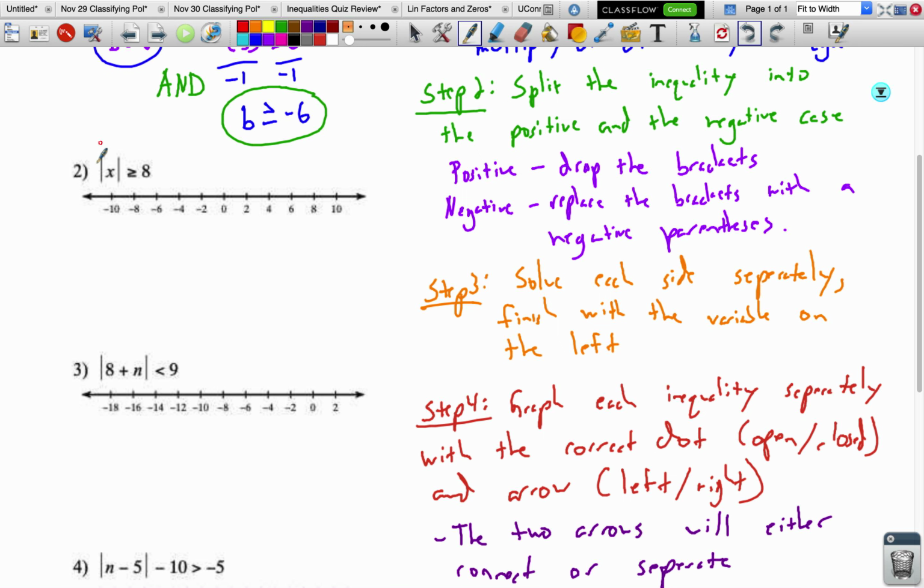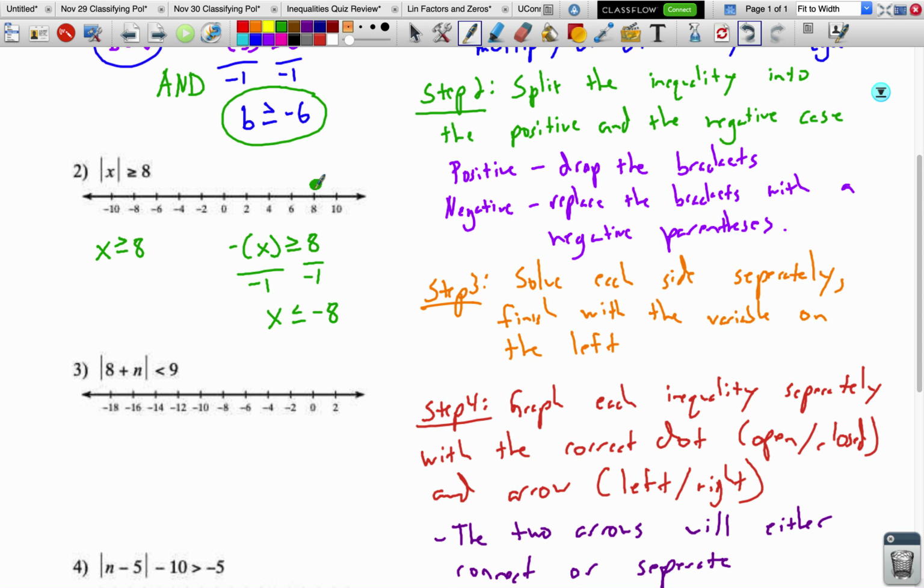All right. Absolute value of x is greater than or equal to 8. Absolute value is already isolated, split into the two cases. x is greater than or equal to 8 and negative parentheses x is greater than or equal to 8. Divide this one by -1. We get x is less than or equal to -8.